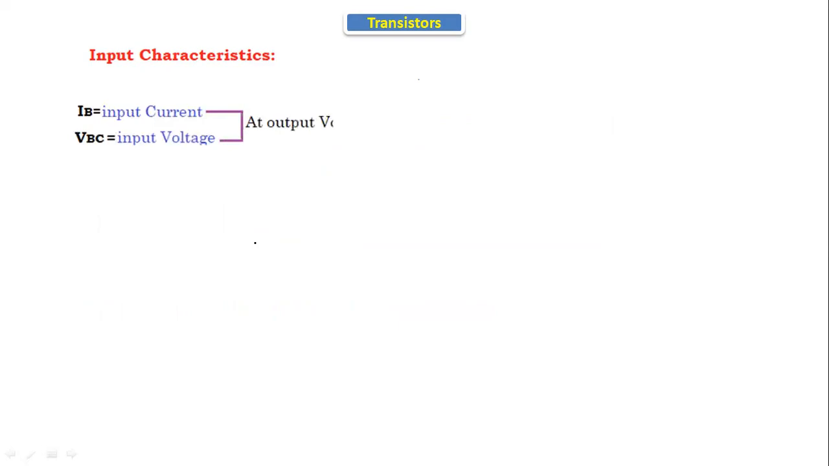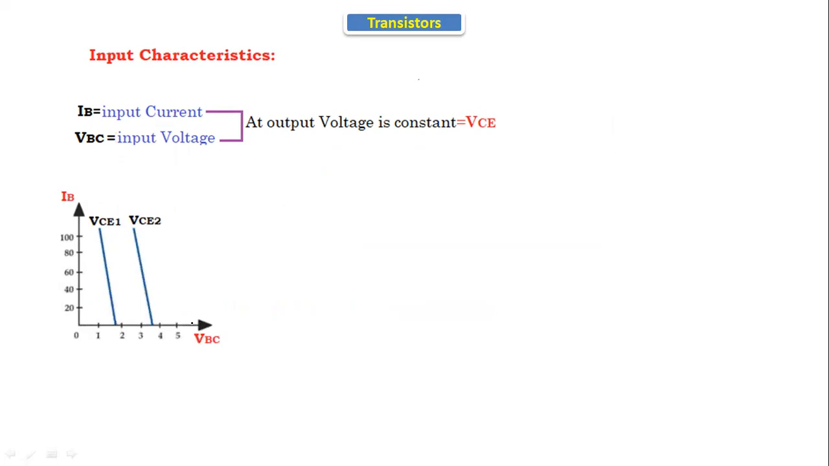Now, if you see the input characteristics and the output characteristics of the common collector configuration, this is the input characteristics. These input characteristics are drawn between the input current and the input voltage at constant output voltage. Input current and input voltage are variables, and the output voltage VC is a constant. Here this is the input current and this is the input voltage. Initially, if you increase the input voltage VBC, there is no change in IB. IB is equal to 0 up to here, but after reaching this point, IB increases.